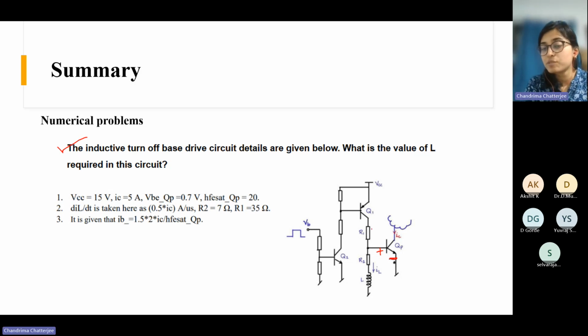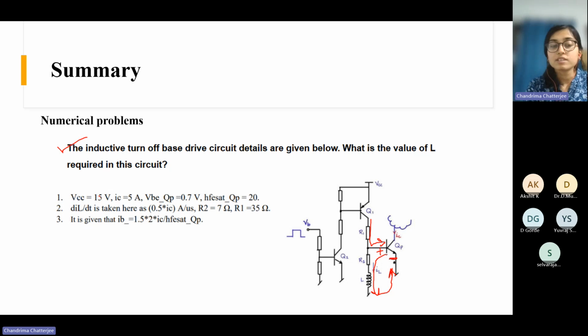When the base drive we provide via this, like this, we provide the base current. Now when this turns off, the current direction will have to be opposite so that the charge stored can be removed. So the current will flow like this, through the inductor.